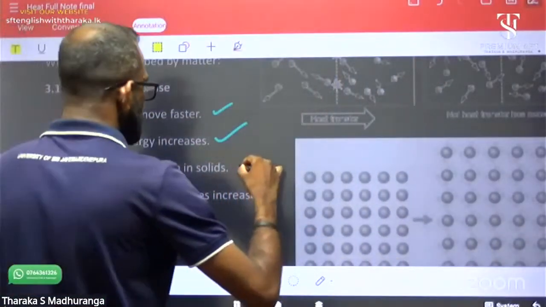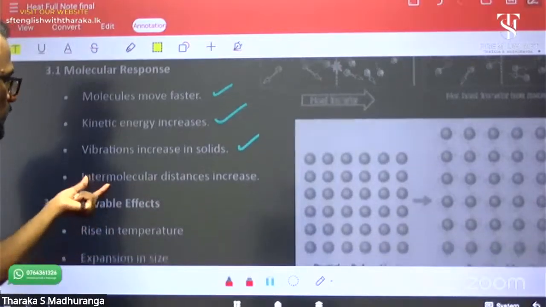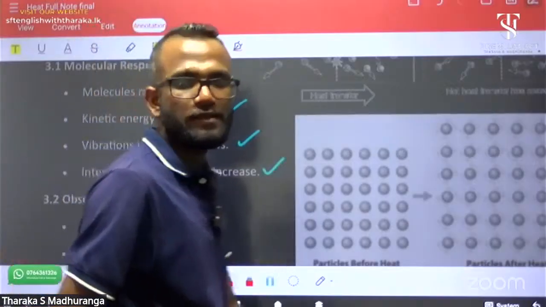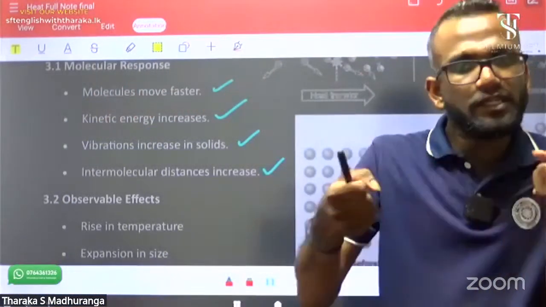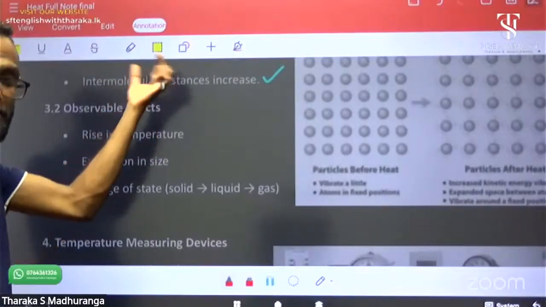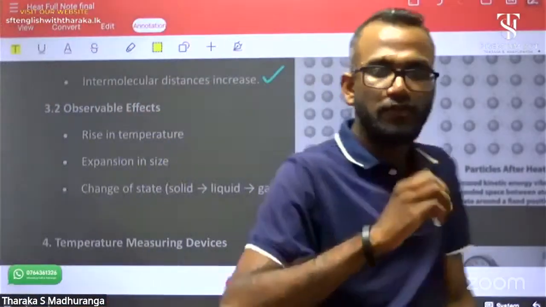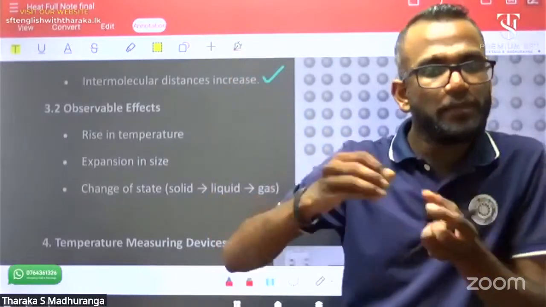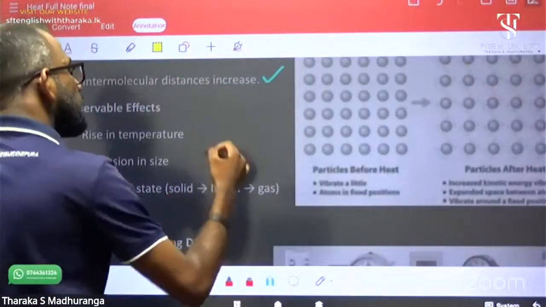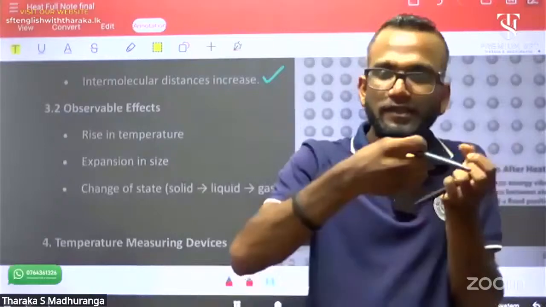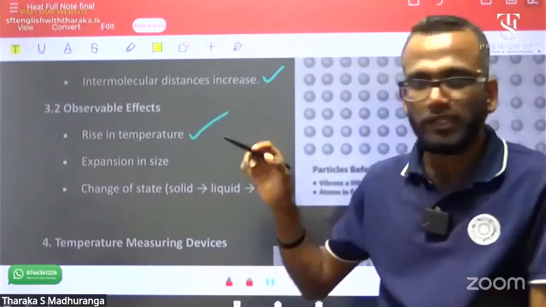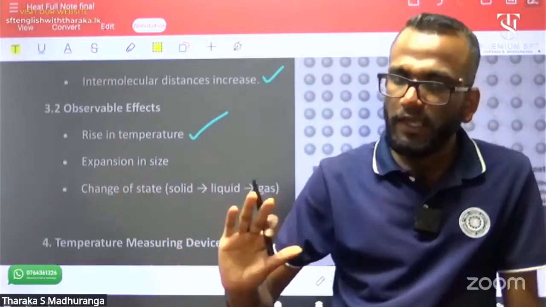Third one, vibrations increasing in solids. Finally, their intermolecular spaces increase. Due to these changes, what are the observable effects? Normally we can't observe these internal molecule vibrations, but there are observable effects. Due to this increased kinetic energy of molecules, temperature increases. If we measure temperature by any thermometer, we can see the temperature increase.